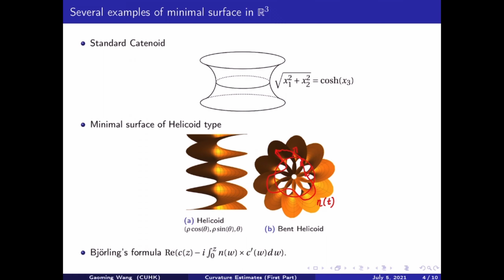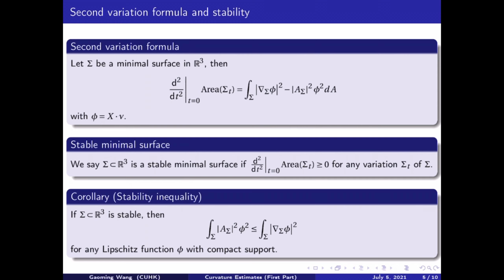Now let's talk about the second variation formula and stability of minimal surfaces. Let sigma be a minimal surface in R3. For any variation sigma_t of sigma with the variational vector field X, we can calculate the second derivative of area and get this formula here. The function phi is just the inner product of X and the normal vector field nu.